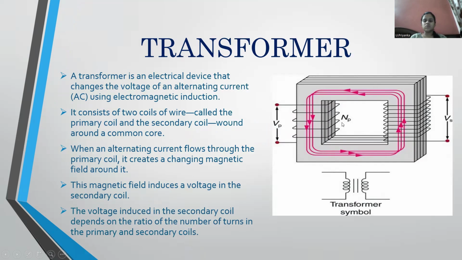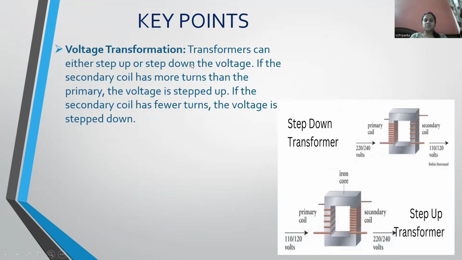So here this is the core, this is the primary winding, and this is the secondary winding. When an alternating current flows through the primary coil, it creates a changing magnetic field around it. This magnetic field induces a voltage in the secondary coil. The voltage induced in the secondary coil depends upon the ratio of the number of turns in the primary and the secondary coils.